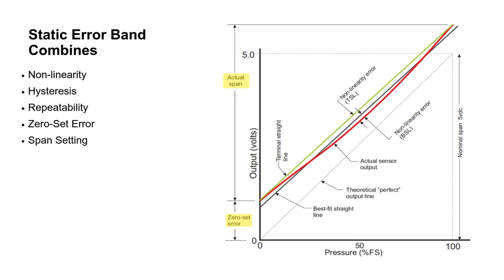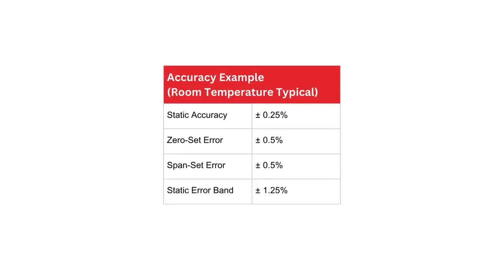For instance, some manufacturers claim a 0.25% static accuracy, but separately list 0.5% for zero set error and 0.5% for span set error. This means a user could assume a reading is within 0.25% of the true value, when in reality, it could be off by as much as 1.25%.